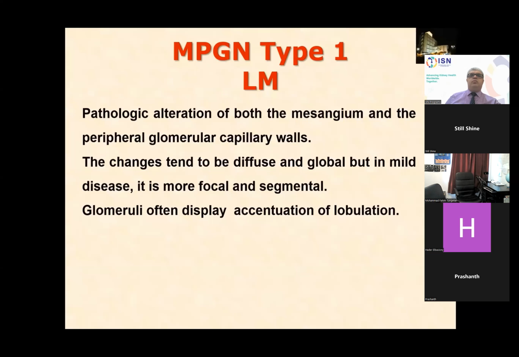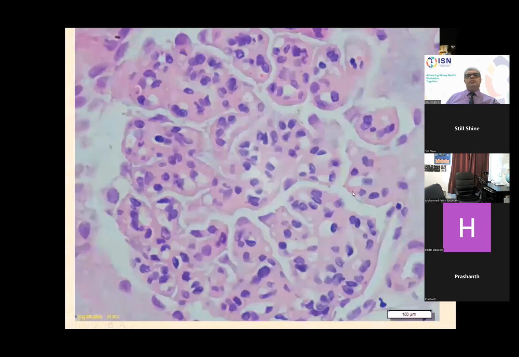Glomeruli often display accentuation of lobulation, as we can describe here in this image. This is a glomerulus, and it showed accentuation of lobulation by means of segmentation. Like here, this is a segment, and this is another segment, and here another segment, and there are a lot, in spite of one integrated capillary tuft as one segment. Here we have accentuation of lobulation. Also, we have mesangial expansion here, highlighted in this pink color.